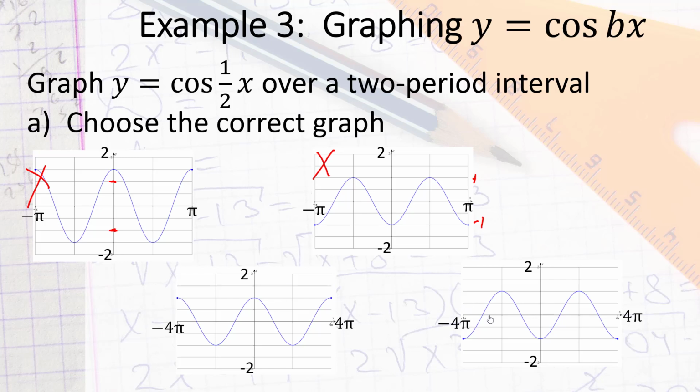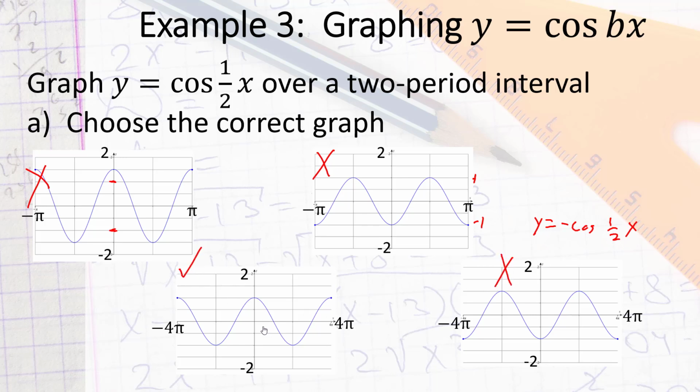This right here has a period of 4 pi. Okay? But notice that when x is equal to 0, we get a negative 1. Here, when x is equal to 0, we should be getting a positive 1. This is actually the graph of y is equal to negative cosine 1/2 x. So this one is out. So the only one that works is this one.